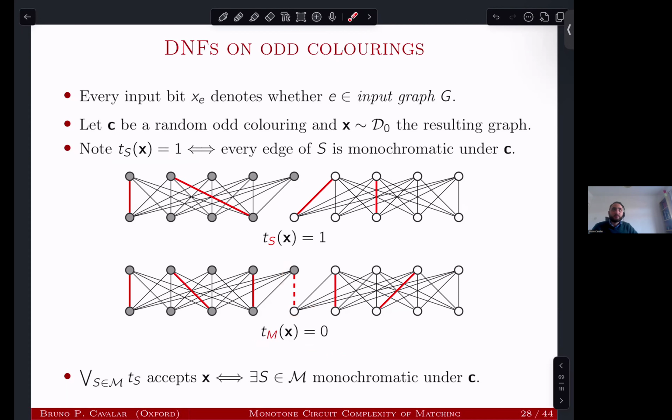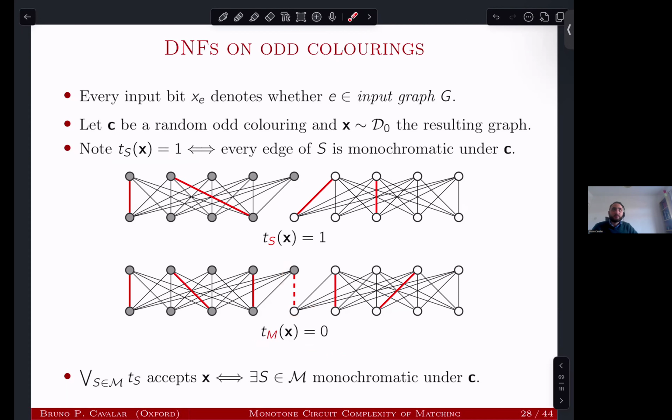Yeah. So this DNF accepts X if and only if there exists a graph in this set of graphs here which is monochromatic under the coloring. And here, I want to say that we are going to consider only M, which is sets of matchings. So in our DNFs, we only have terms that are matchings.